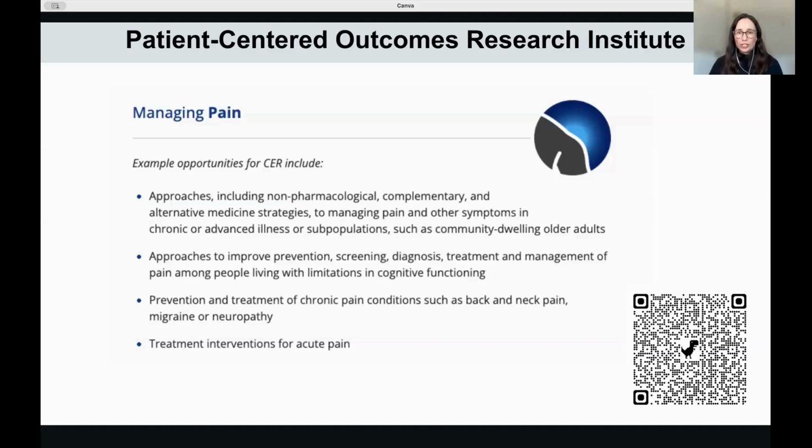Another pool of research that they're funding is looking to prevent and treat chronic pain in those more common conditions. So things like chronic low back pain, neck pain, migraine, or neuropathy. And then improving how we intervene on acute pain. So acute pain is more like you break your arm, or if you have surgery and you have pain after that surgery. And so the QR code on the screen just links to the page where it shows all of that information laid out.